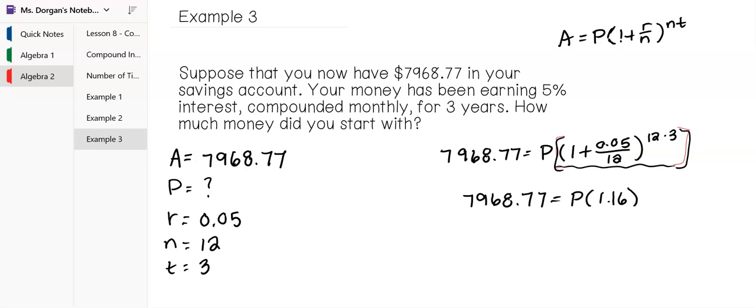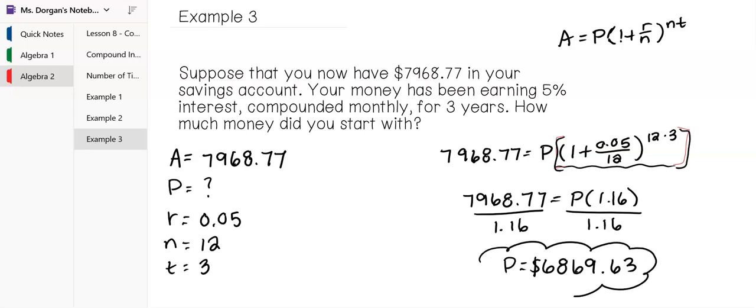And now it's just like any equation. It's P times 1.16. So to get rid of that, to get P by itself, I'm going to divide each side by 1.16. And when I plug this into my calculator, my starting value, my starting amount of money is going to be $6,869.63. And that is how you solve for P.